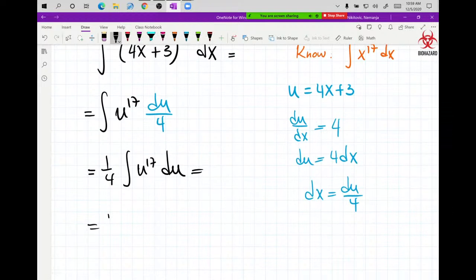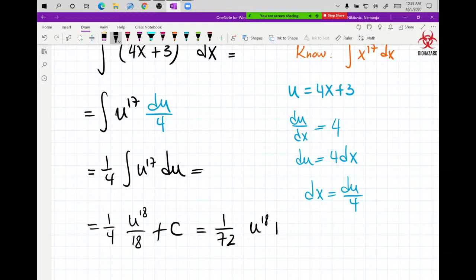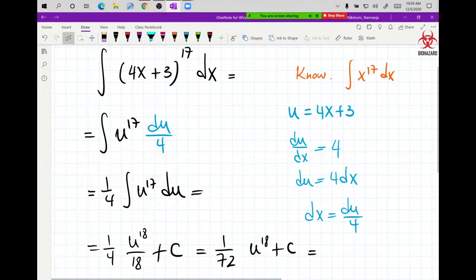Now we know how to solve this integral, which is u to 18 over 18 plus c, which is 72. So 1 over 72 u to 18 plus c. Now we're not done, because no one cares about u. I mean u variable, not u. We want x values back into the story, so you substitute back, and then you are done.